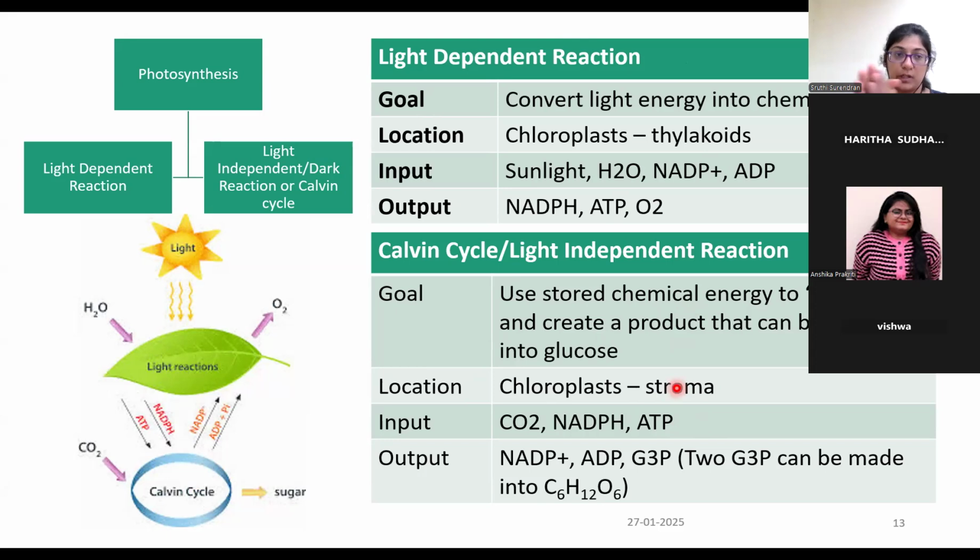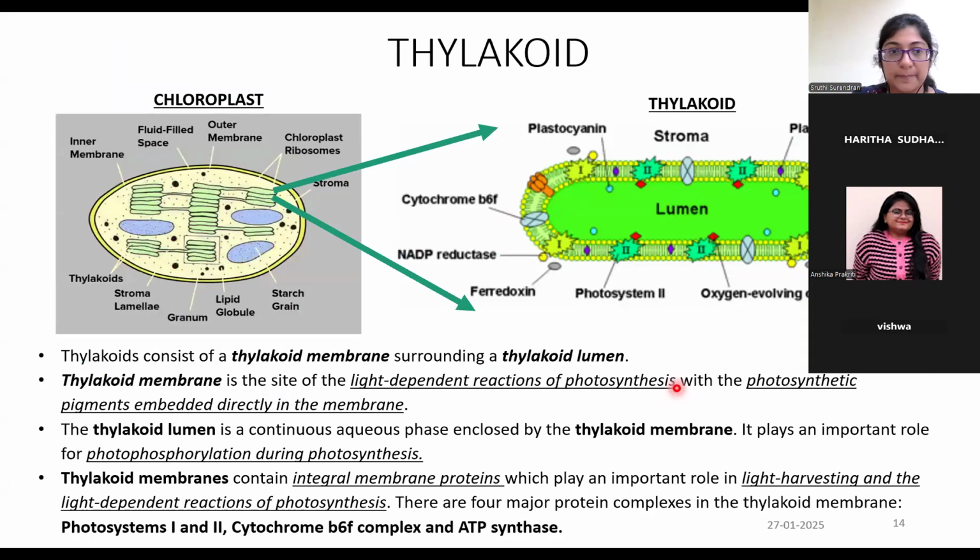So before we go into light reaction and Calvin cycle, I wanted to introduce this part so that we can understand what is happening within a thylakoid and stroma with more clarity. So now let's go into the thylakoid part of this chloroplast. Now our focus is on thylakoid and stroma.